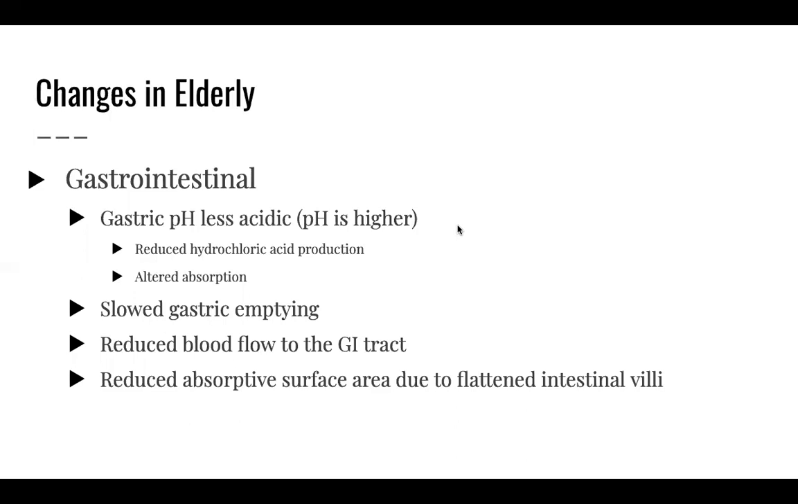And their GI system, which we know most of those medications are going to be taken orally, their gastric pH may be less acidic, which can alter their absorption. They have slowed gastric emptying, which means the drugs are going to stay in their gut a lot longer. They could have a reduced blood flow to the GI tract. We know that the absorption and distribution is dependent on the blood flow. And they have reduced absorptive surfaces due to flattened intestinal villi. We saw in the video, those villi have a larger surface area. If we have flattened intestinal villi, we're not going to absorb as much of the medication.